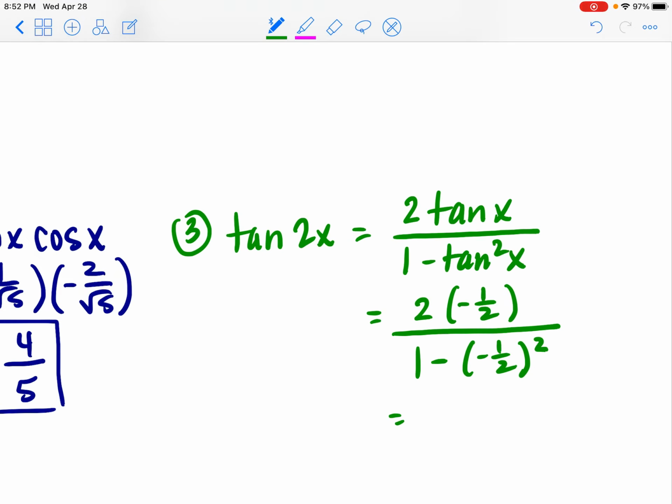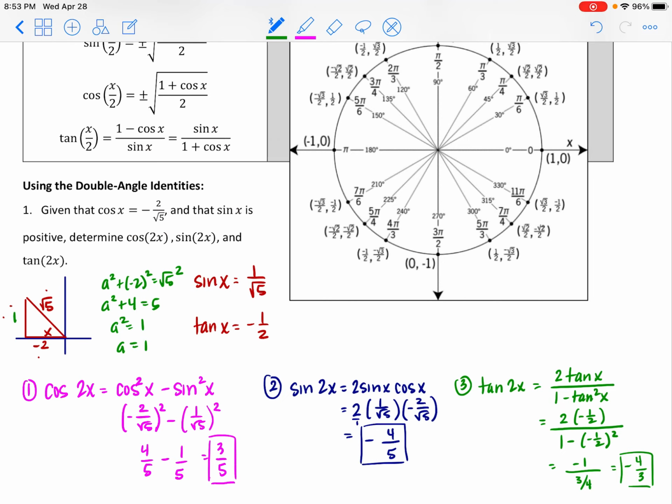And the 2 times the negative 1/2 on the top of the fraction is negative 1. And on the bottom, the negative 1/2 squared becomes a positive 1/4. And then 1 minus the 1/4 is going to be 3/4. So the bottom of the fraction becomes 3/4. And a negative 1 divided by 3/4 is the same thing as a negative 1 times 4/3, which makes our final result negative 4/3.